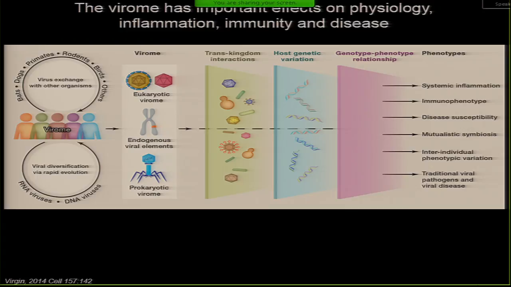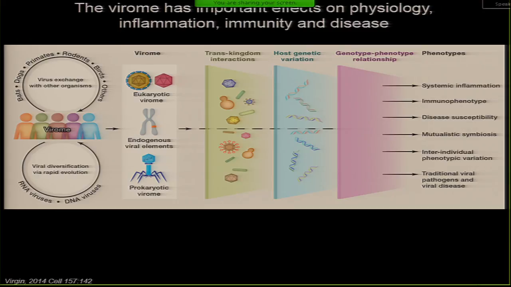These then interact with host genetic variation and influence the genotype-phenotype relationship in manners such that if you wish to understand how genes function, you need to backtrack and think about these other elements. That in sum, that generates the level of systemic inflammation, the immunophenotype I'll define in a moment, disease susceptibility. Some of these are symbionts. They're good for you, or at least mice. There's a wide range of variation here, such that since they are important, that may contribute to inter-individual variation.